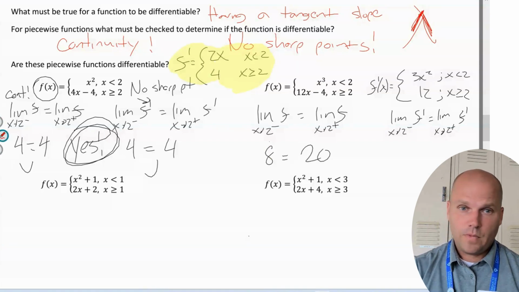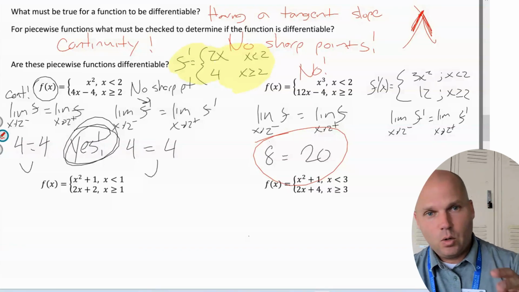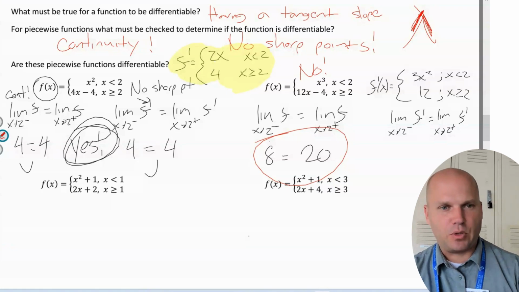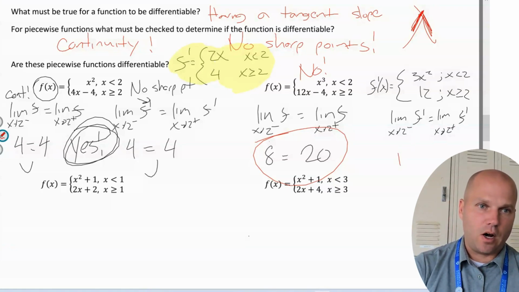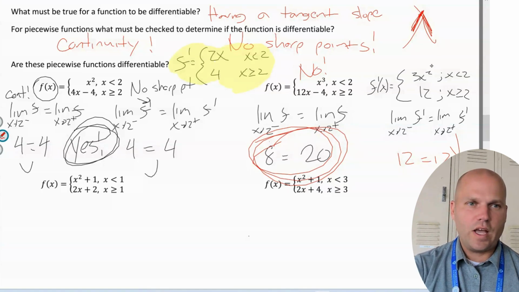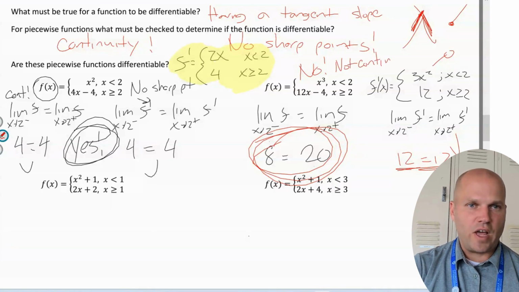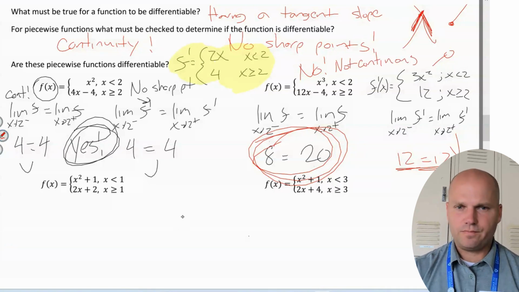Yo, 8 equals 20. No. These pieces don't meet up. No, that's bad. We are not differentiable. You might check here and you might be like, oh, 12 equals 12. Oh, yeah, the slopes are the same. No, the pieces don't meet up. So we have a situation where we're leaving one, we're picking up another. If they were to connect, they would connect smoothly. But since it's not continuous, we don't have a tangent slope. Good question.